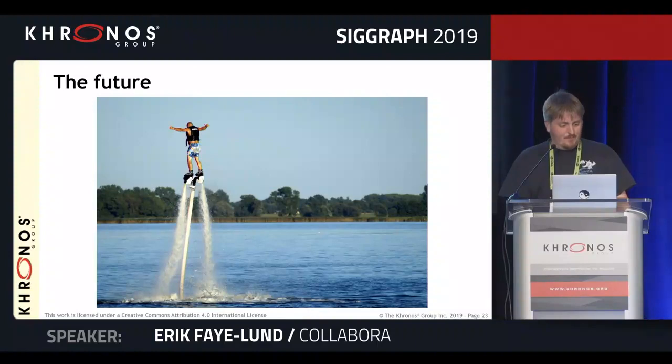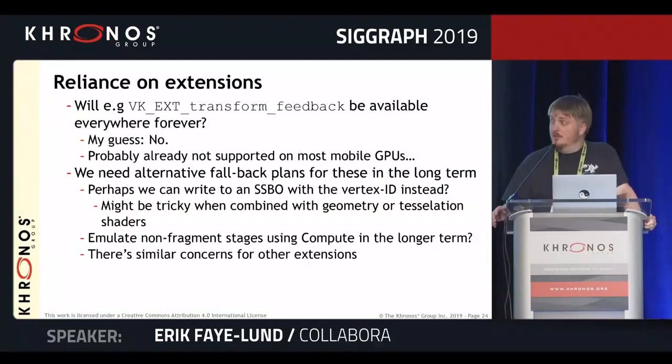In the future, there are also some challenges. One thing is that I'm a bit worried about relying on EXT extensions for correctness. The problem is that they are probably not going to stick around forever unless they become a core part of Vulkan, and probably not even supported on all of the GPUs. So I think we're going to have some more robust solutions in the long term. For transform feedback, I think maybe we can get away with writing stuff to an SSBO.